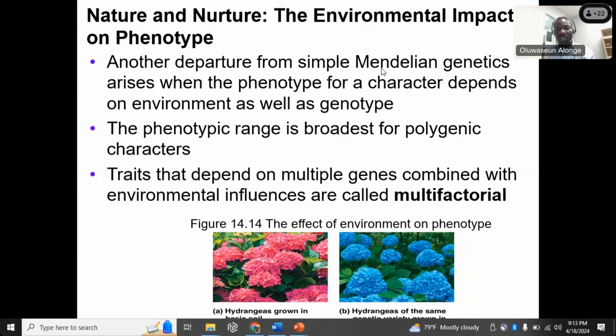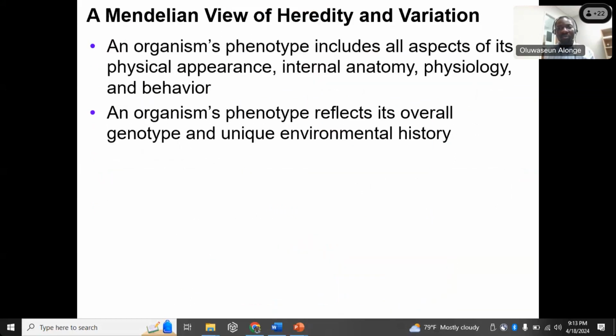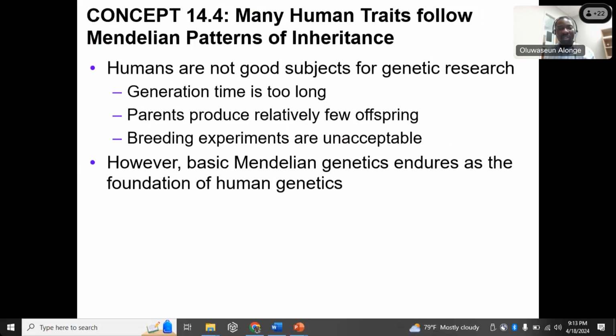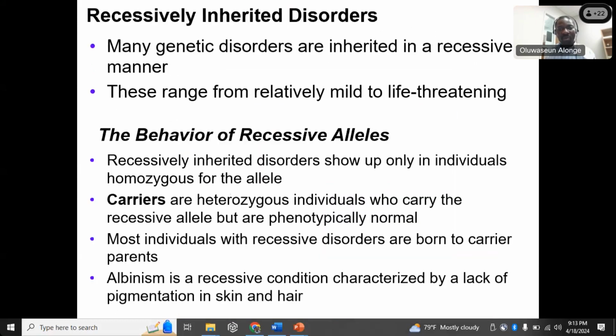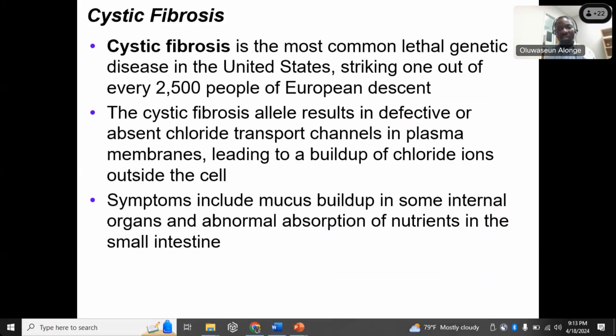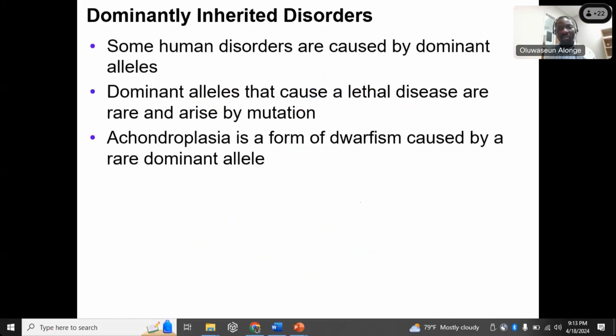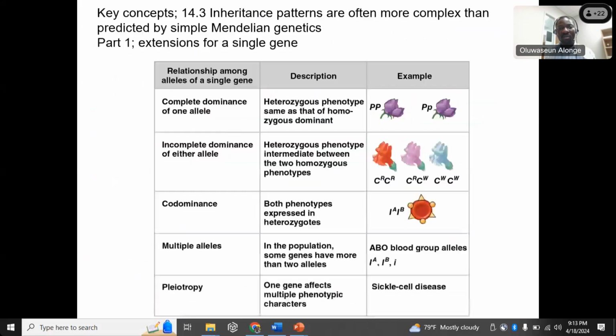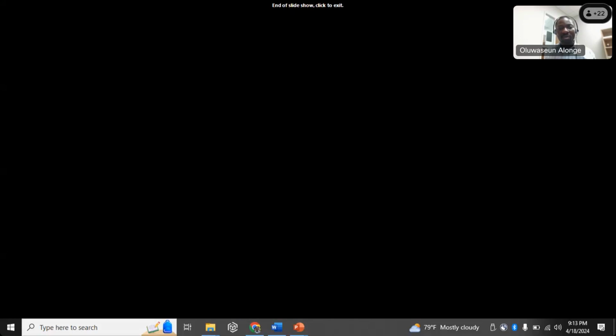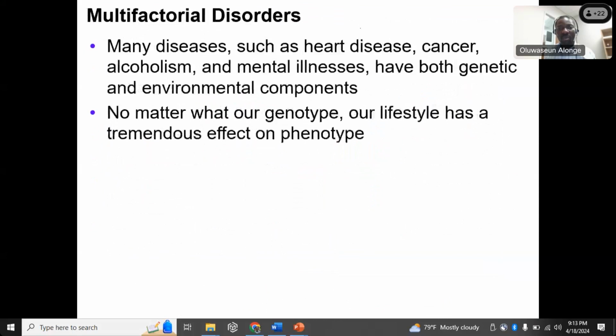So I'm just focusing on things that I feel I still need to explain now. All right, I would talk about pedigree. So let's go ahead and talk about pedigree.